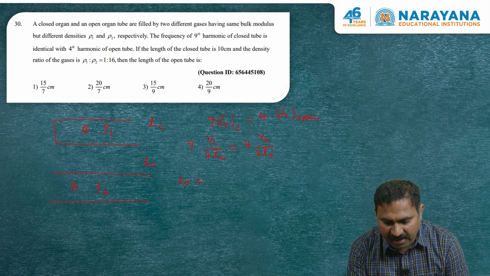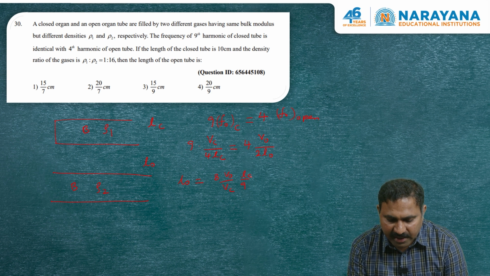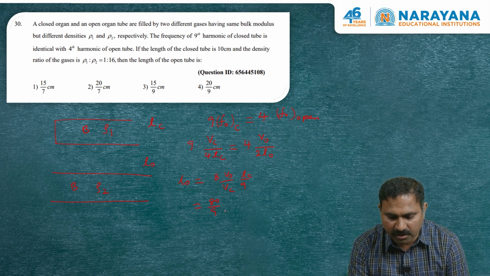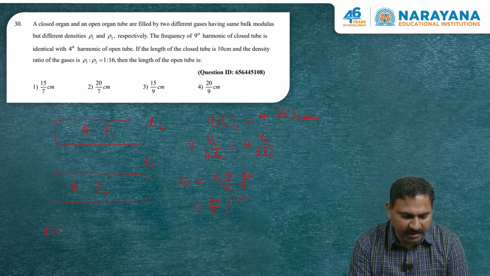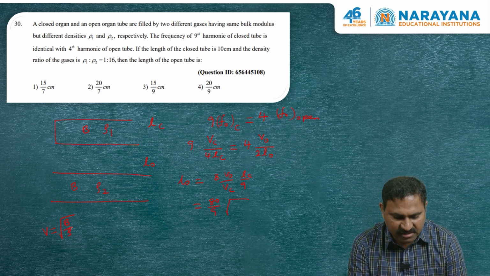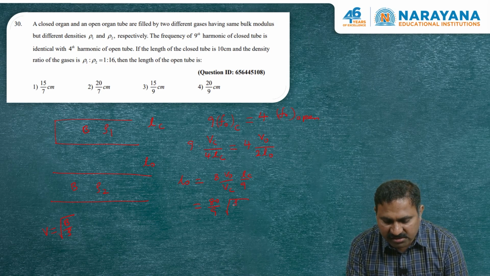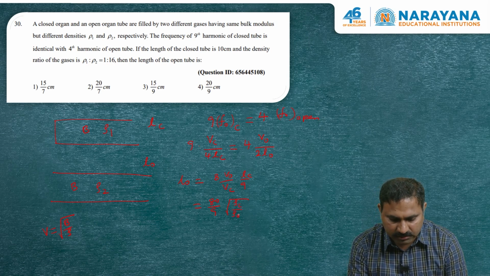So expression for L naught can be rewritten as 8 by 9 times of V naught by Vc into Lc. Lc is given as 10, so this is 80 by 9 in centimeters. V naught by Vc can be written as square root of, as speed of sound in gaseous medium is square root of B by rho, and bulk modulus is given same for both the gases. So it is inversely proportional to densities.